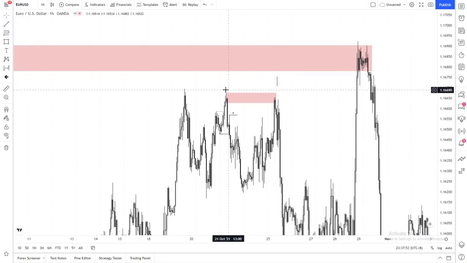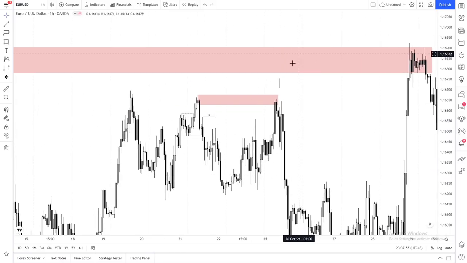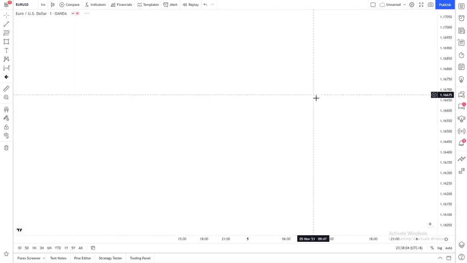Price made its way inside my POI. Now, I'm not too sure, will it go up or go down, which one? Okay, I saw London session. All right, cool. And I saw price had tapped this POI. Let's monitor the structure in there and see what it gives us.